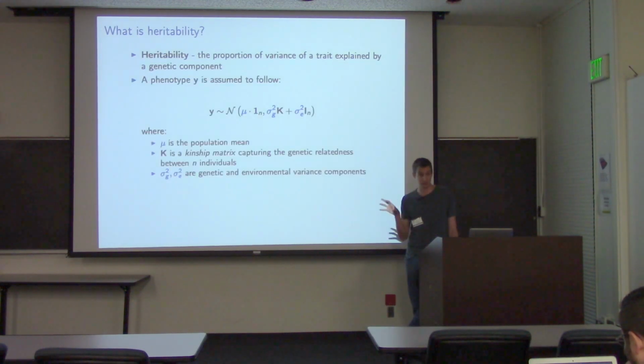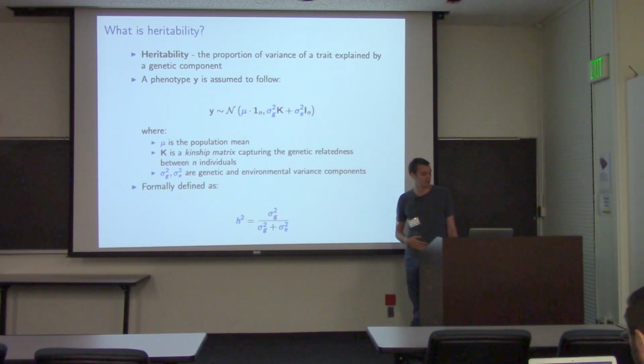And to put it into a more specific model, let's say we have a phenotype Y, and it's assumed to follow this specific type of normal distribution, where you have a mean, and then the covariance matrix, the noise, is composed of two matrices: K, which is the kinship matrix, and I, which is the identity matrix, which is an IID noise. And then we have two components, sigma G and sigma E, which are the relative weights of the two different sources of noise.